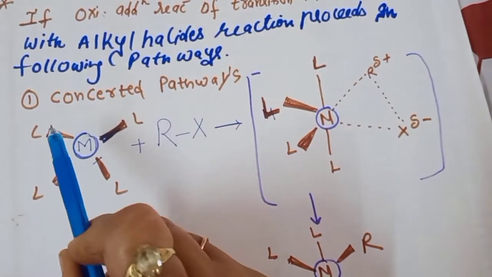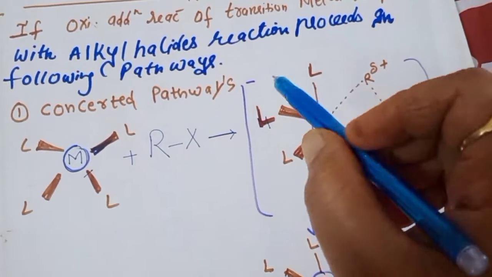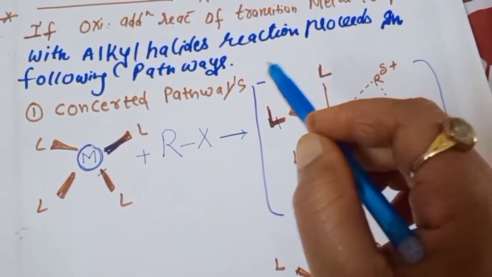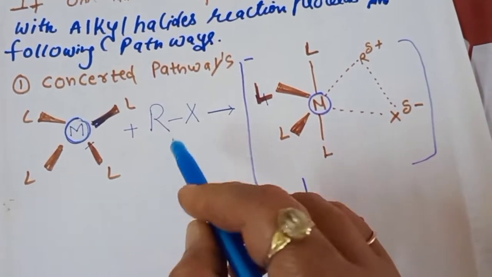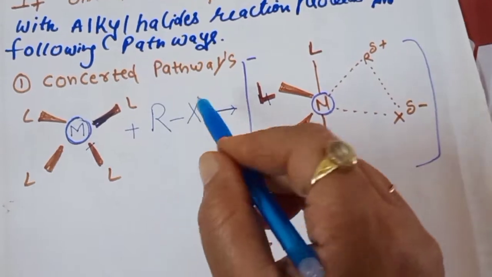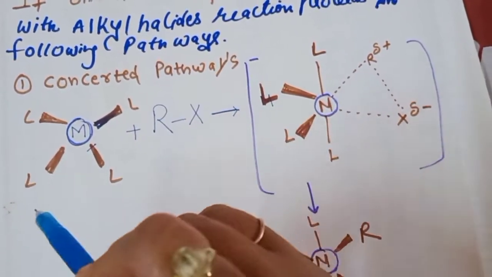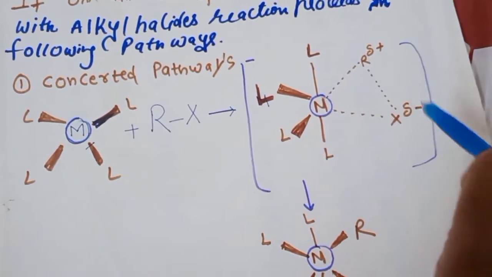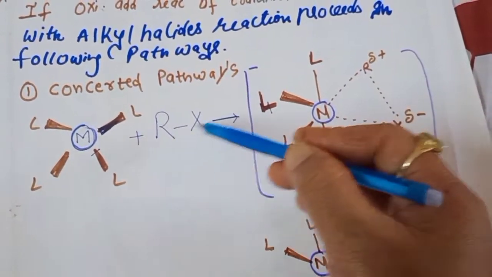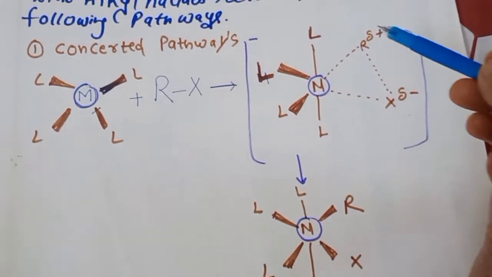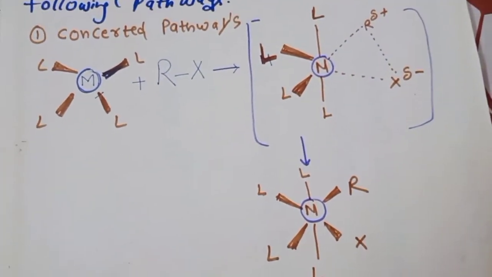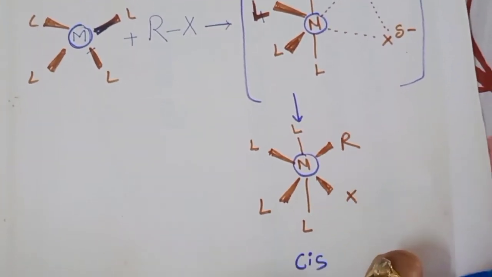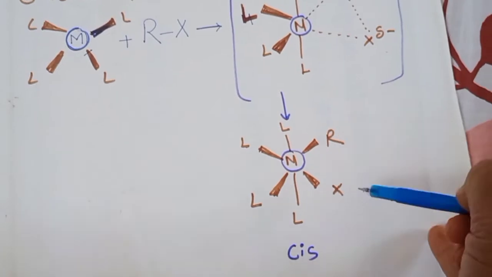If alkyl halides are the substrate, the reaction will proceed in the following pathways. First is the concerted pathway. What is the concerted pathway? The reaction takes place through the formation of a cyclic intermediate. The RX will get attached, and finally the two anionic ligands attach to form a 6 coordinated complex. This is the concerted pathway, and the product will be cis, meaning both are on the same side.